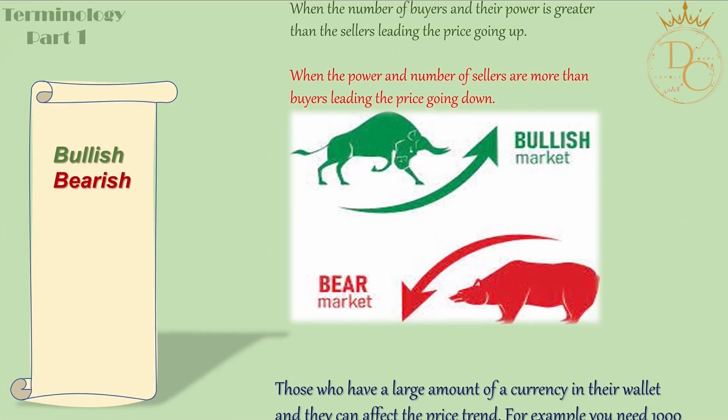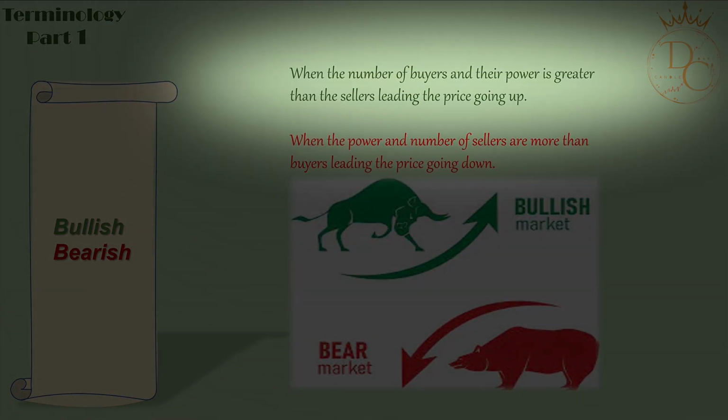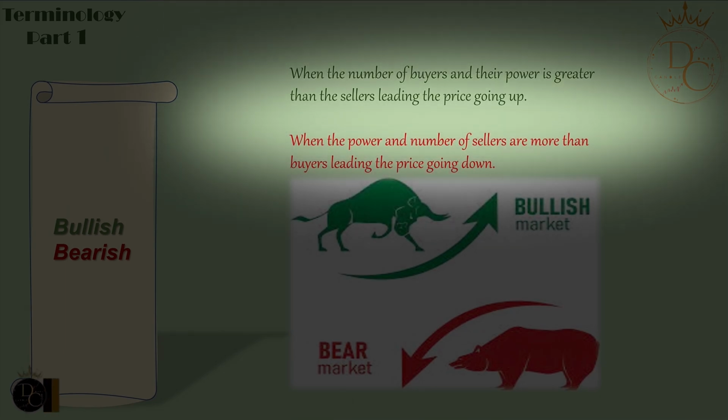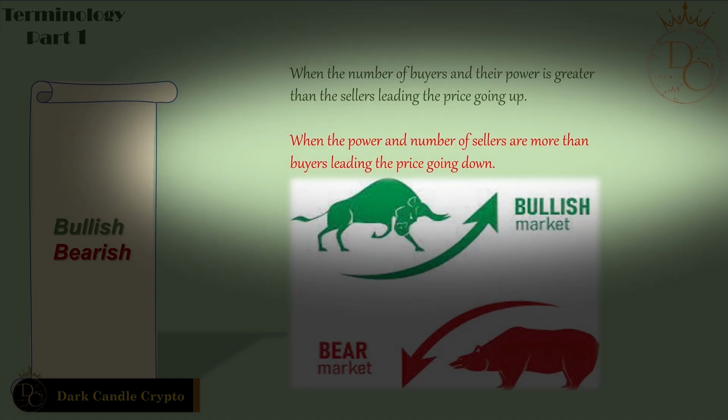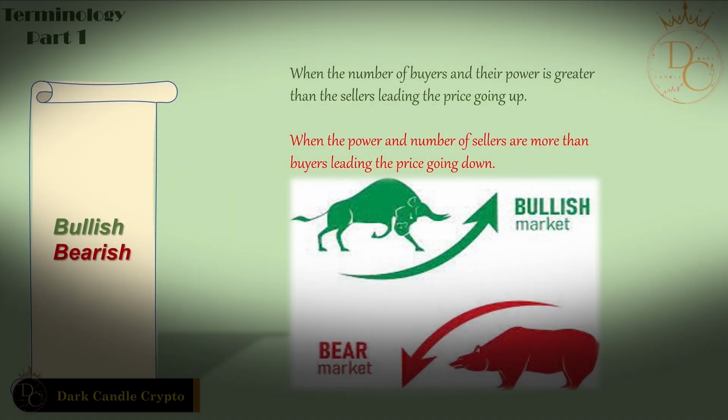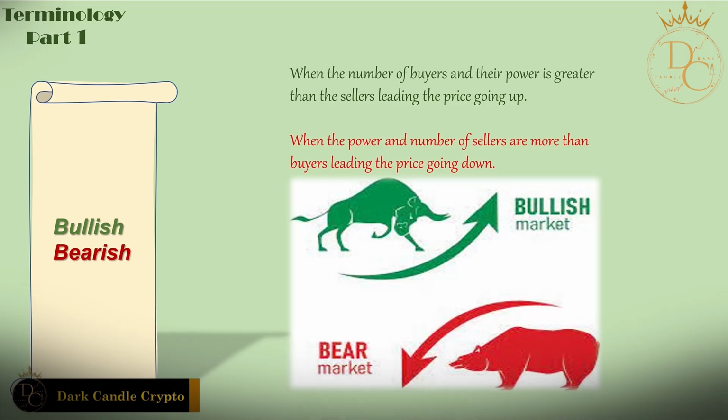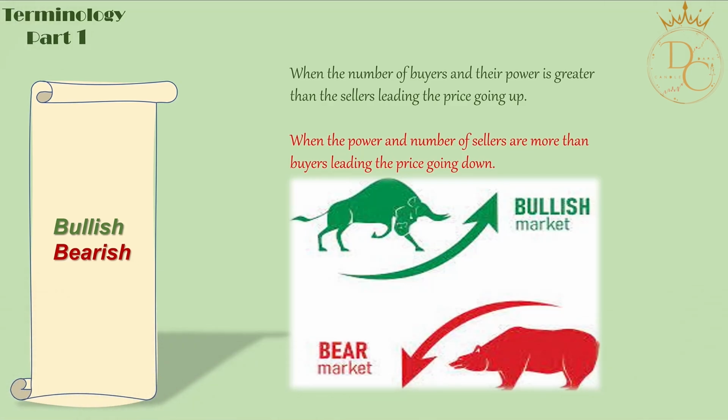Bullish and bearish market. A bullish market is when the number of buyers and their power is greater than the sellers, leading the price going up. Conversely, when the power and number of sellers are more than buyers, leading the price going down, it is called bearish, and it is obtained from the behavior of these two animals when they want to hunt or engage.